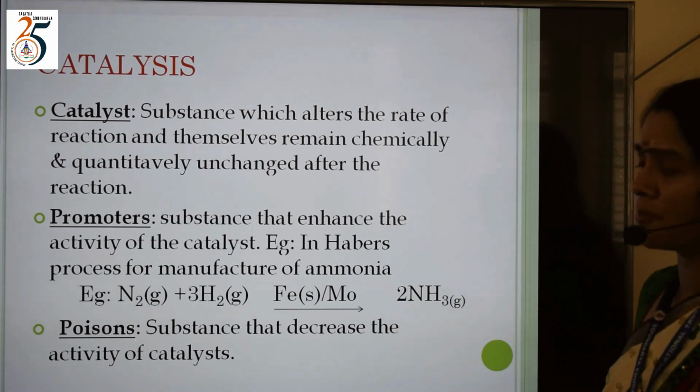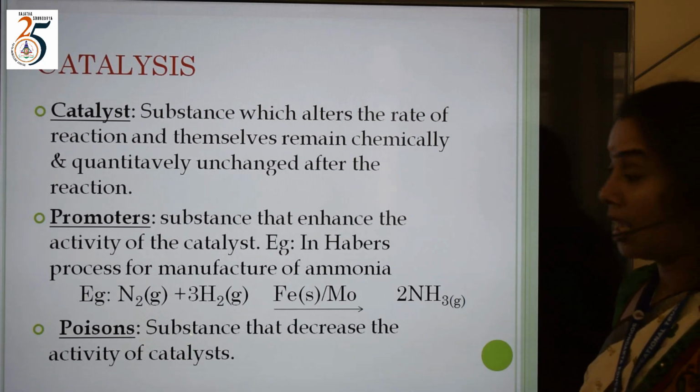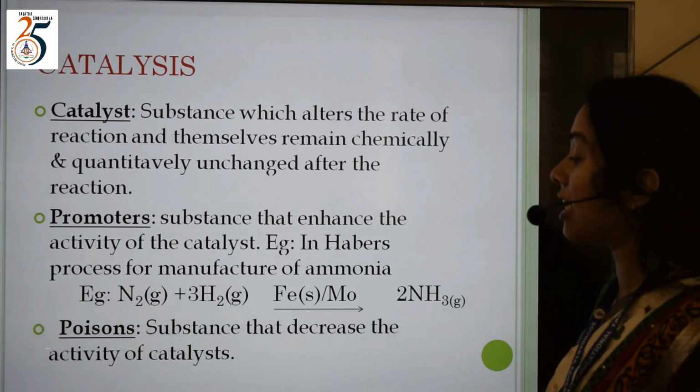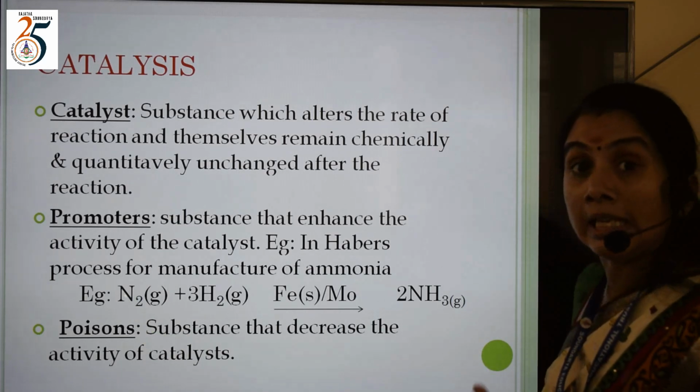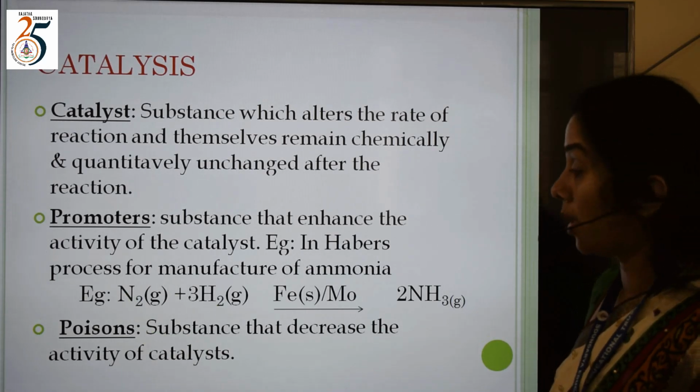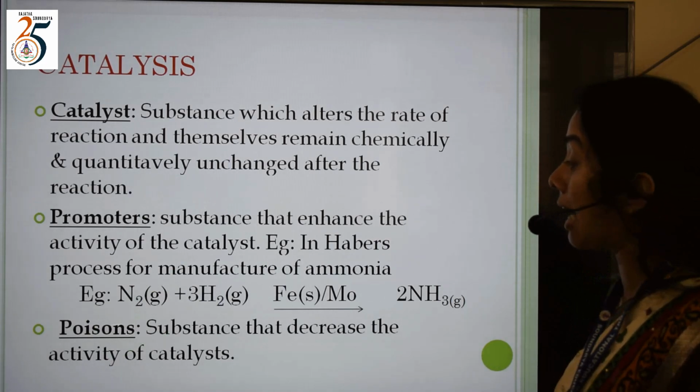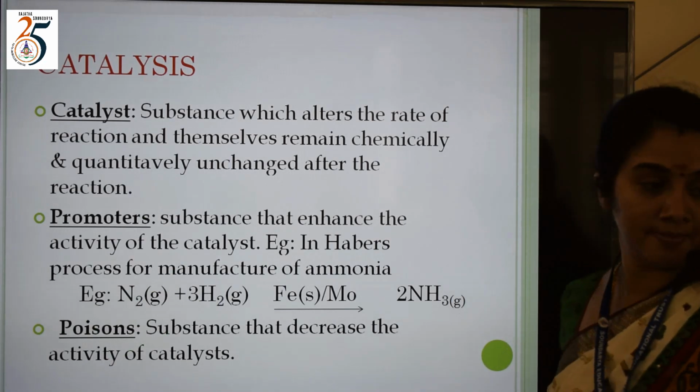There are other substances known as poisons. Substances that decrease the activity of a catalyst are known as poisons. So promoters will increase the activity of the catalyst, whereas poisons will decrease the activity of the catalyst.